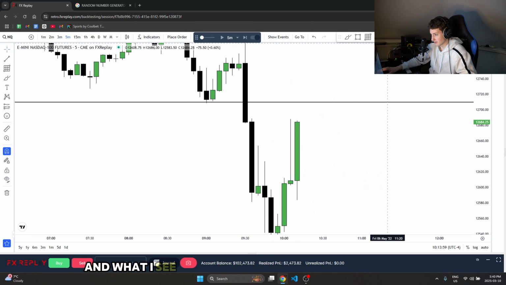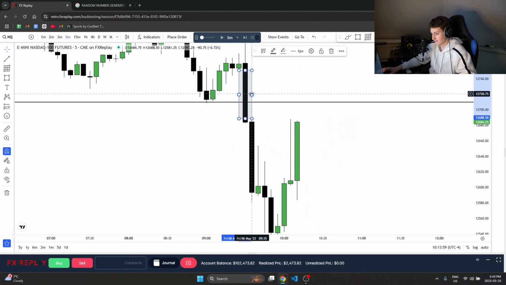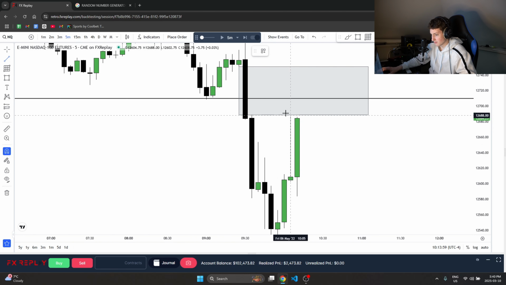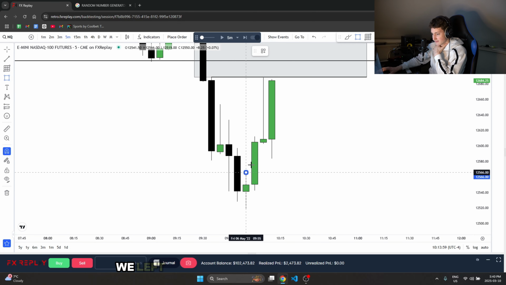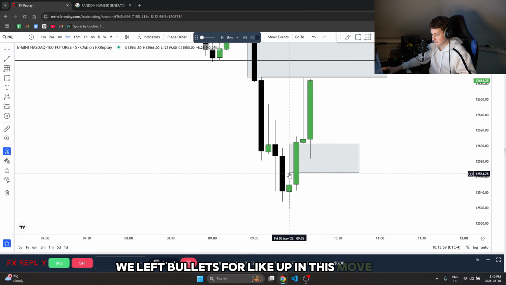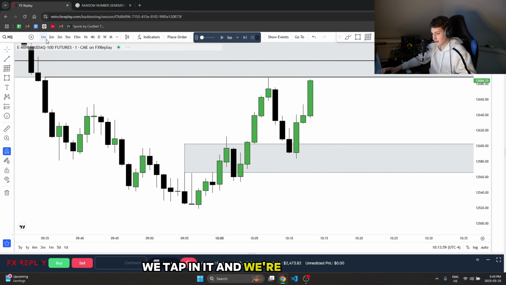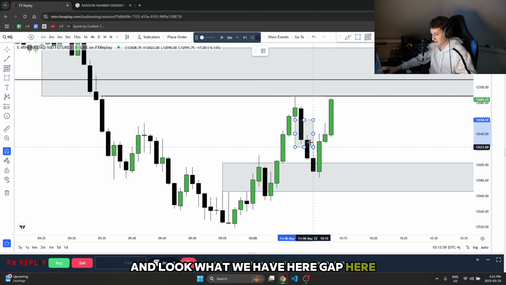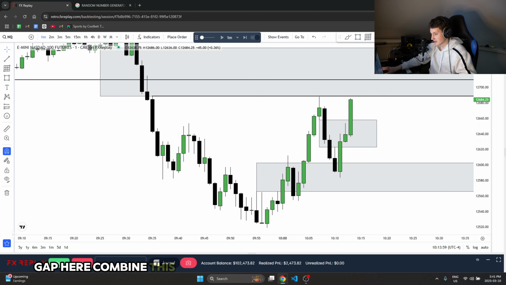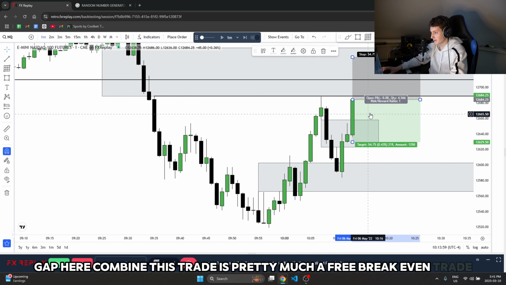And what I see right here is there's a 5-minute gap. 5-minute gap right here. Relative equal highs right there. High of that candle, high of this. And what happened? We left a bullish fair value gap in this move up. We tap into it and we're racing. Okay, and look what we have here. Gap here, combined. This trade is pretty much a free break-even trade.